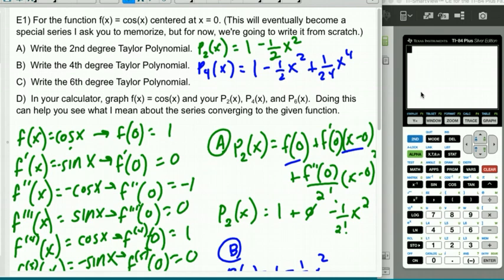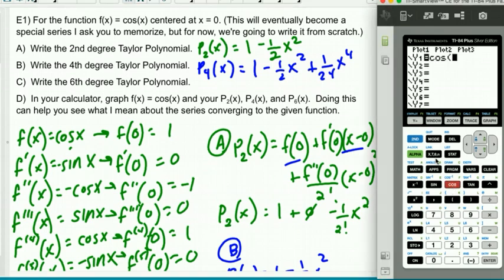So the next thing I asked you to do is graph the original function in your calculator. So we're going to go to y equals, and we're going to put in the original function, which is cosine x, right? We're going to put in P sub 2, which was 1 minus 0.5 x squared, right? I'm not going to graph all of them at once. I'm going to put them all in and then I'll just turn them on one at a time. I want to show you that as you use more terms, your approximation with this polynomial is going to get better and better. So as we add, oops, sorry, that's a 24.